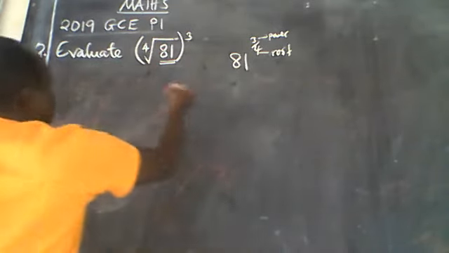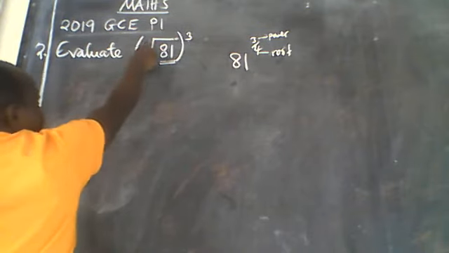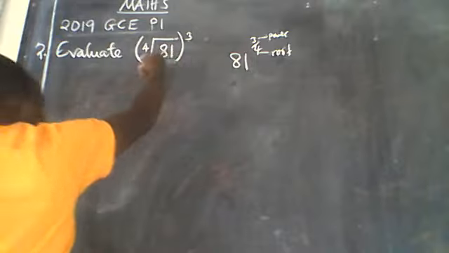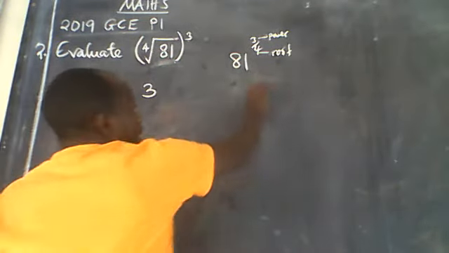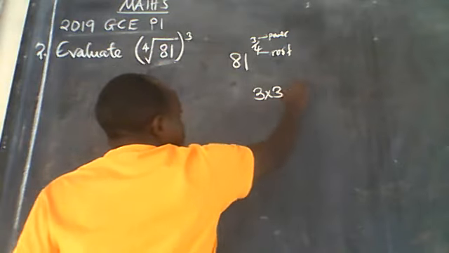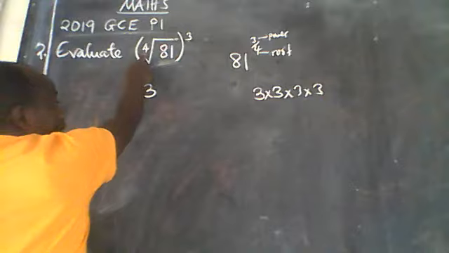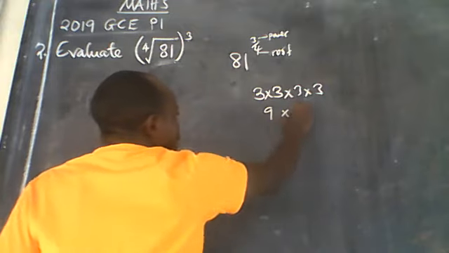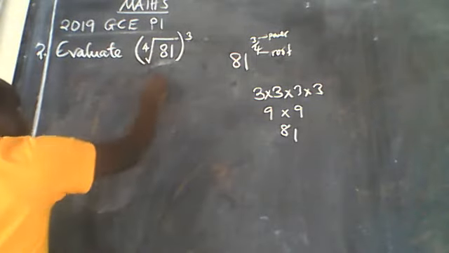So now what are they asking us to do? Fourth root, meaning 4 times. The number that we can multiply by itself 4 times should give us 81. So that number will be 3. Okay? So you can now say 3 times 3 times 3 times 3, 4 times. This is the meaning here, okay? So that gives us 9 multiplied by 9, and that is 81.